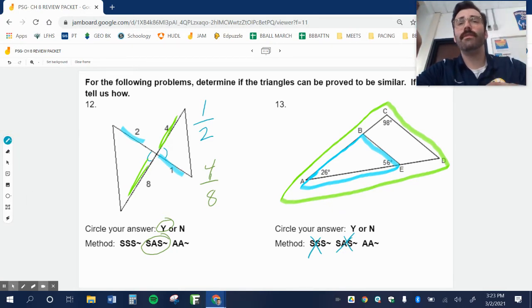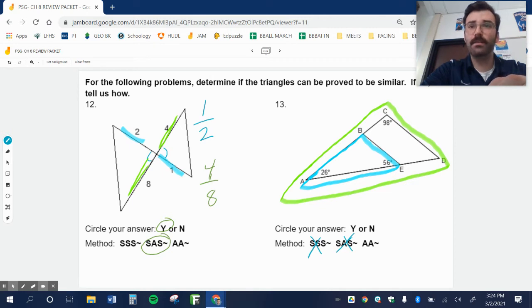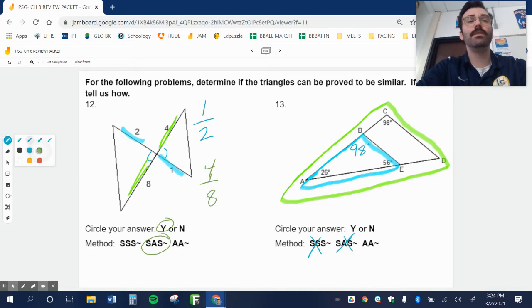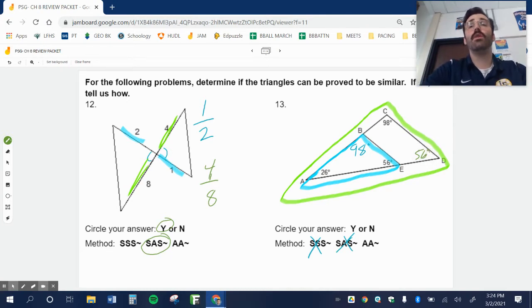Okay, so if I look at ABE, I got 26, 56. I want to subtract 26 and 56 from 180 degrees and I'll get 98 degrees. Same idea, if I look at the green triangle, I have a 26 and a 98. Well, that means this has to be 56 degrees. So are these similar? Yes, they are, because they have 2 pairs of congruent angles. Technically all 3 angles are the same, and that's going to be true. But it should be angle, angle.